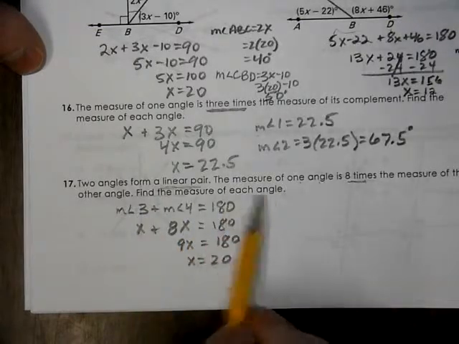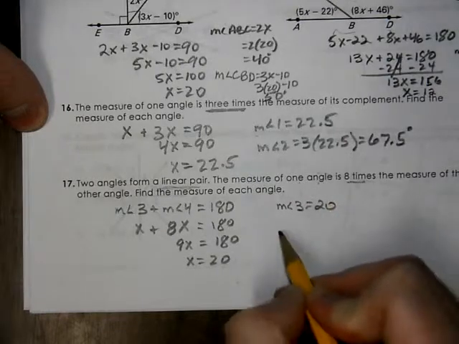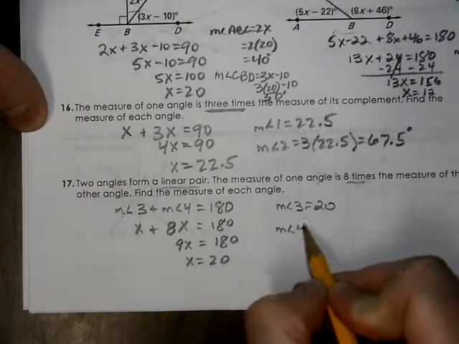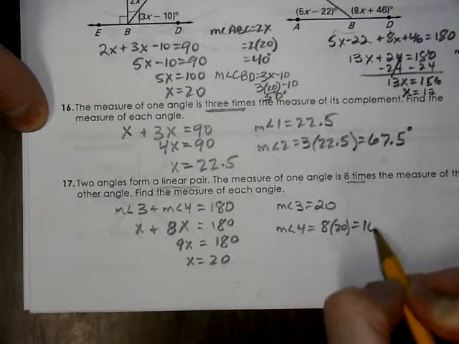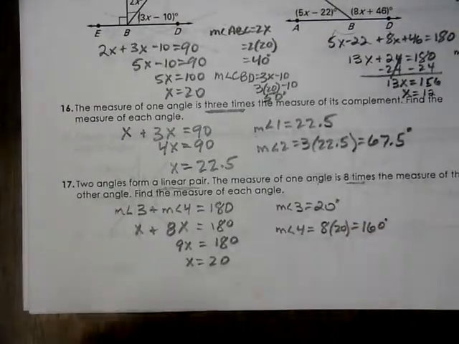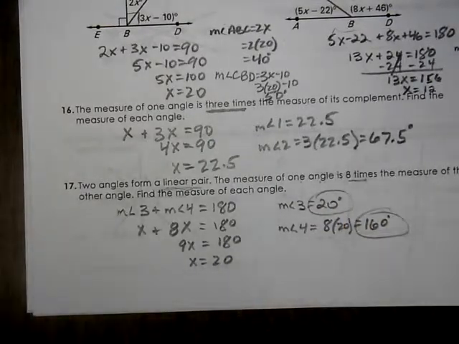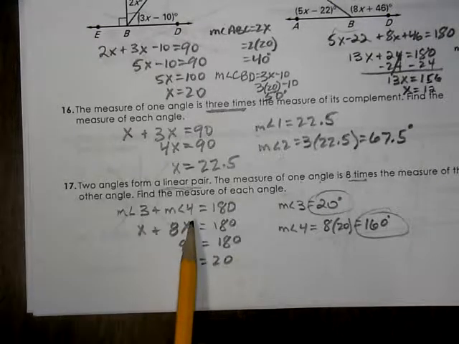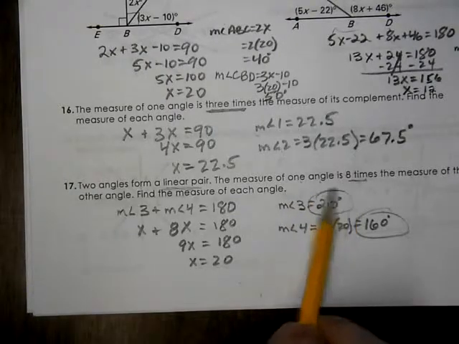we're supposed to find the measure of each angle. We have the measure of angle 3 to be 20, the measurement of angle 4 to be 8 times 20, which is 160. So those two angles add up together to be a linear pair. One of the angles is 8 times that of the other.